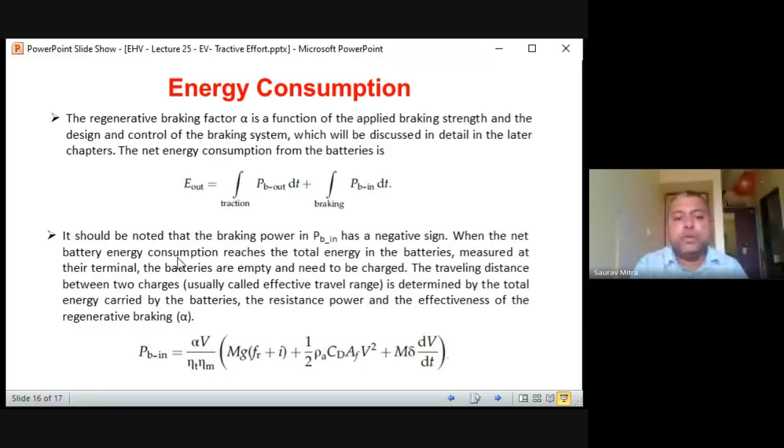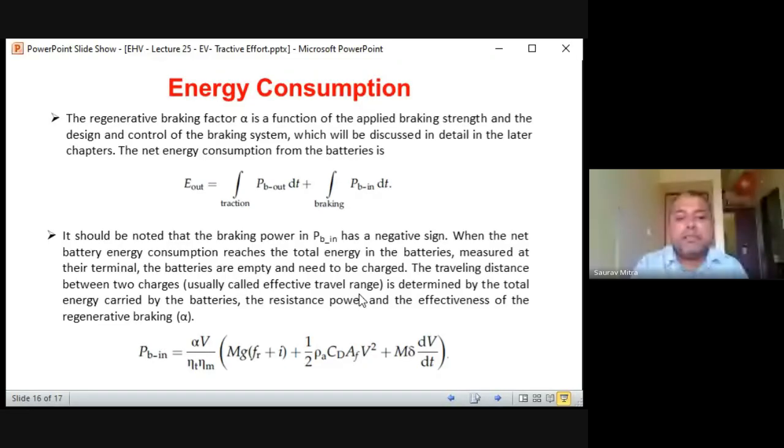Here you find that it should be noted that the braking power PB in has a negative sign, which is what I told you. When the net battery energy consumption reaches the total energy in the battery measured at the terminal, the traveling distance between two charges is usually called the effective travel range. This is very important: once you have charged the vehicle, how far it can go is called the effective travel range.